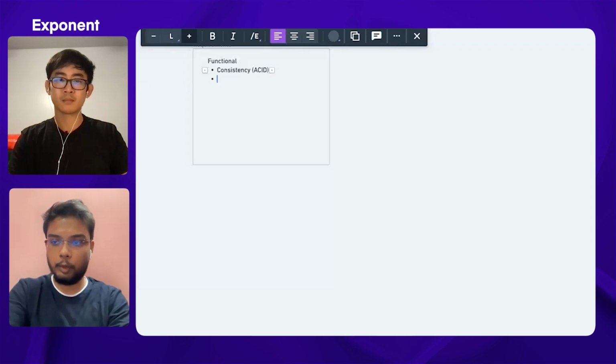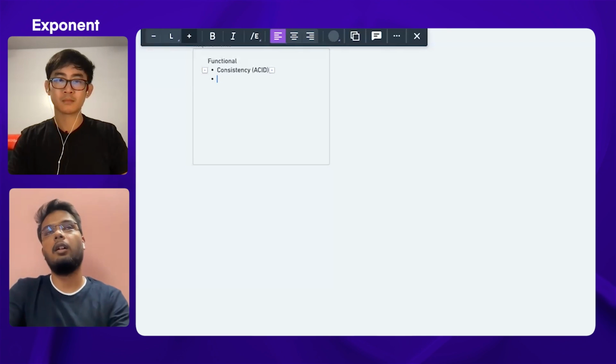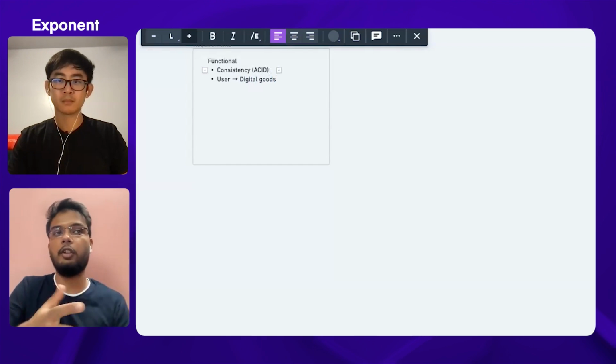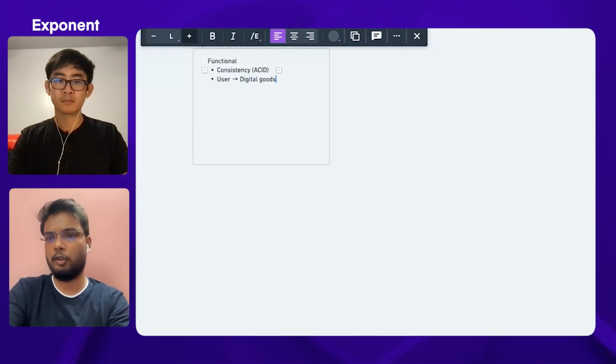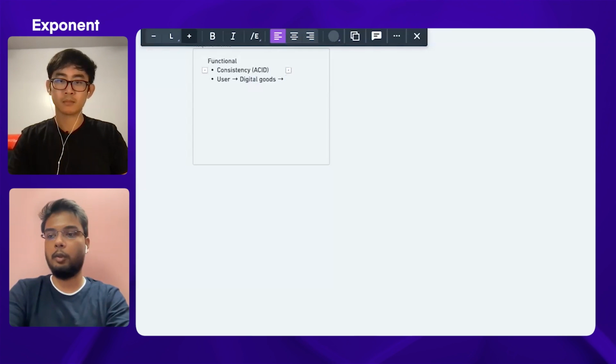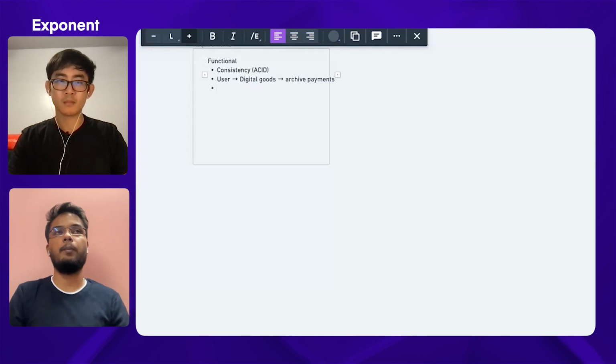The second thing that comes to my mind is what's the typical user flow. In my mind, the user buys books, which are digital goods, so there's no restriction about quantity. So it's going to be one. And then we have digital goods, and we also need to have archive payments.